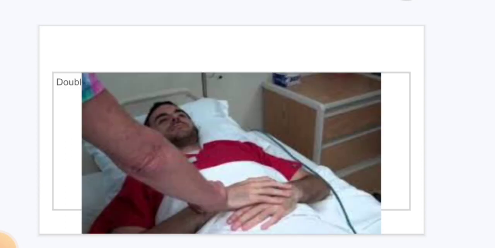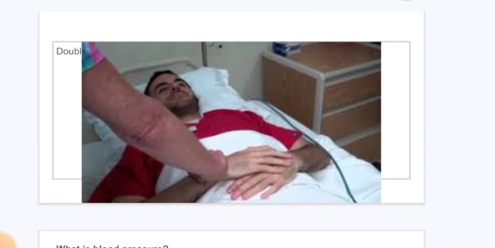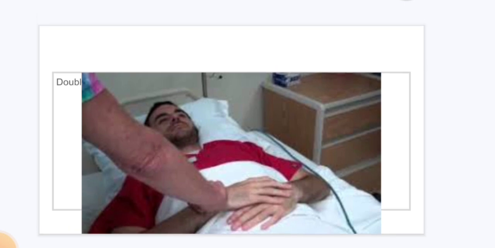Like that we have to check the respiration. The hand is placed against the patient's abdomen. Then we count how many times the chest rises or the abdomen rises. Then we have to check the respiration.